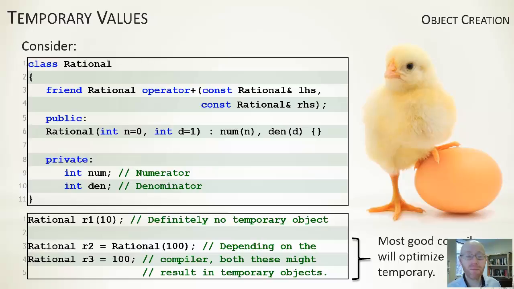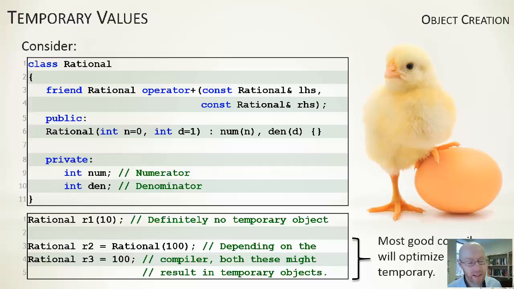Now at line 1, we are directly creating this object. So R1, passing in a value of 10, that will create it directly with a value of 10 being passed in. No temporary objects created, definitely not. The second line, now you need to be cautious here, we're not using the new keyword in this particular one. So we're just saying rational R2 is equal to rational 100, perfectly fine.